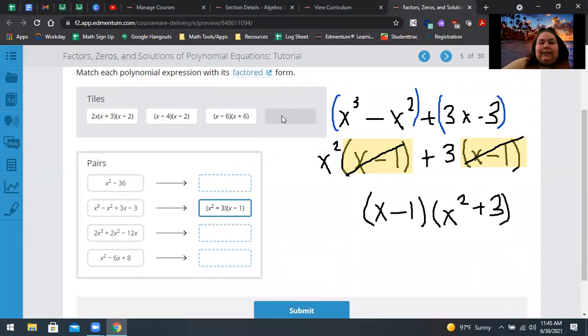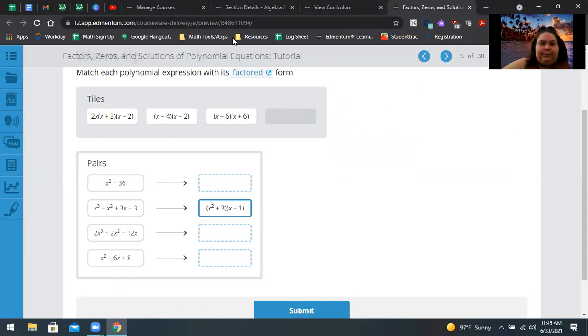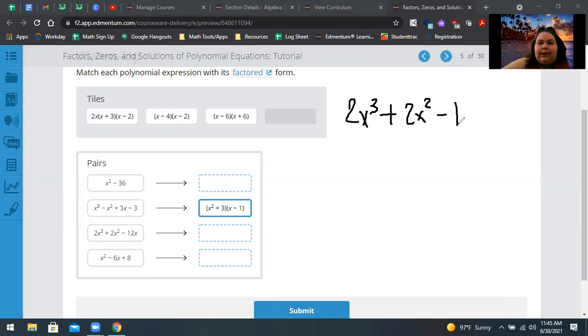Now, let's take a look at the next one, which is 2x cubed plus 2x squared minus 12x. This one's going to use a combination of GCF and also the giant x. And again, for the very last one, x squared minus 6x plus 8, you'll do the giant x. X squared minus 36, you'll see that if you resort to the last one, is the difference of squares.